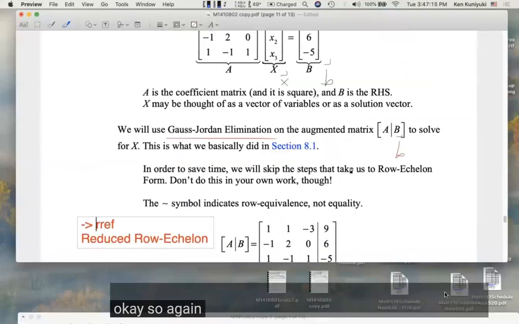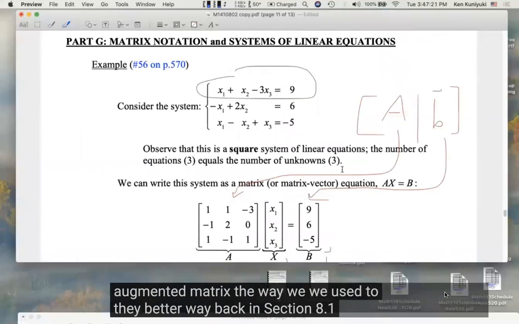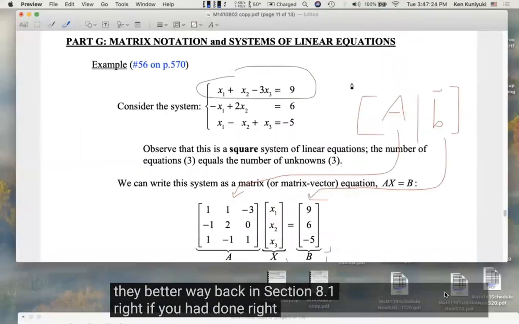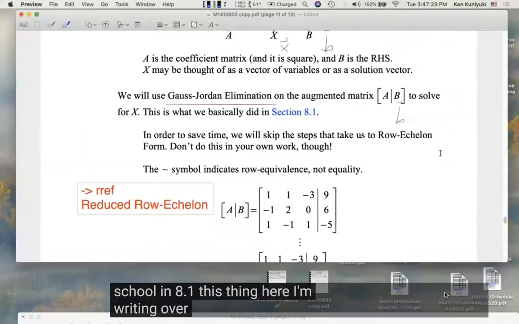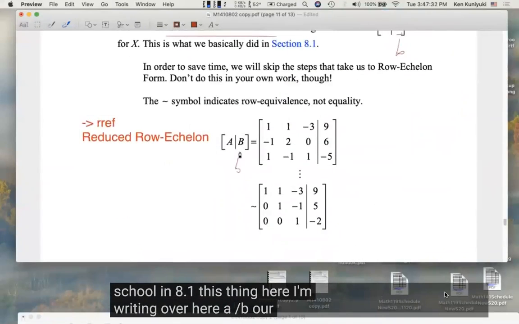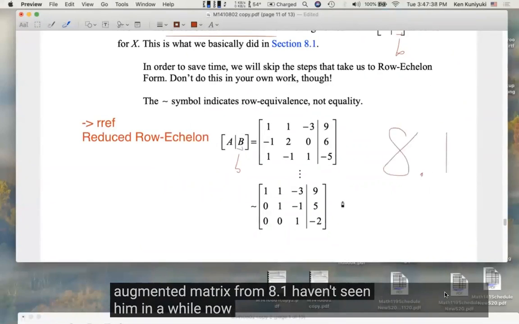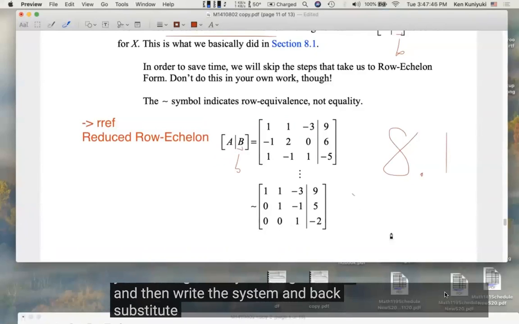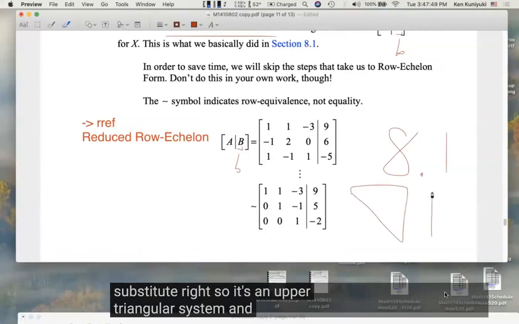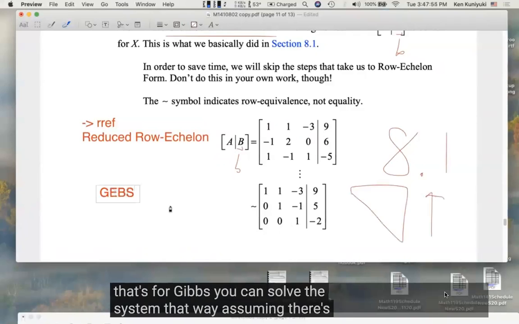Okay, so again, we're setting up this augmented matrix the way we used to, way back in section 8.1. Basically the way you did this old school in 8.1, I'm writing over here, A slash B. Our old school augmented matrix from 8.1. Now, if you take this to row echelon form, you get that. So if you're doing GEBs, you can go to here and then write the system and back substitute. So it's an upper triangular system and back substitute. That's for GEBs. You can solve a system that way, assuming there's a unique solution.